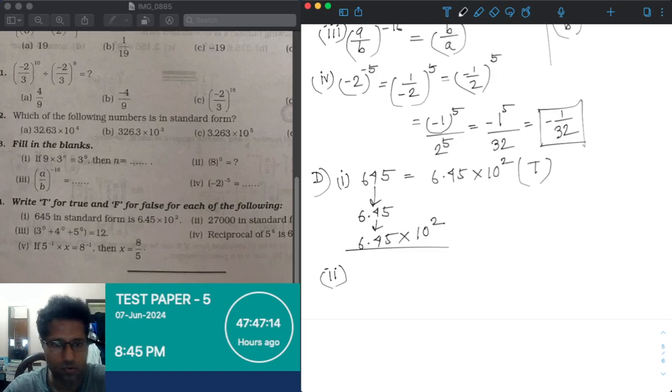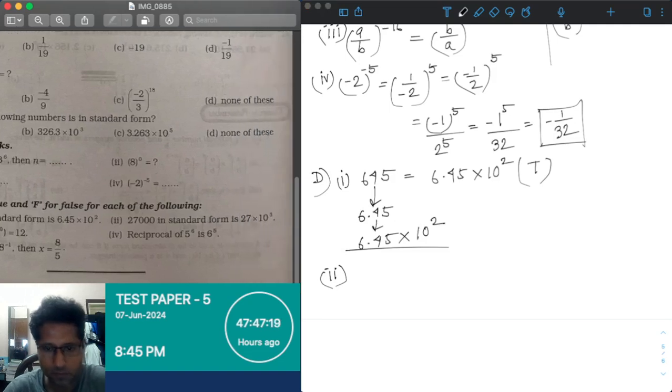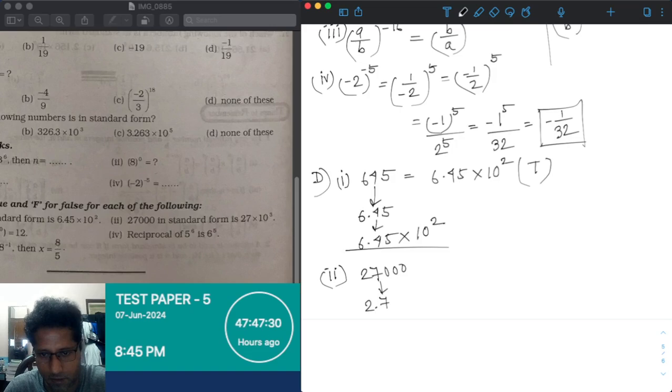Part 2 says 27000 in standard form is... let's see what the standard form of 27000 is. First we put the decimal point after the first digit from the left hand side. So this becomes 2.7000, and then we multiply it with 10 to the power n, where n will be the number of digits to the right of the decimal point, and we have 4 digits, that is 7000. So this becomes 10 to the power 4.